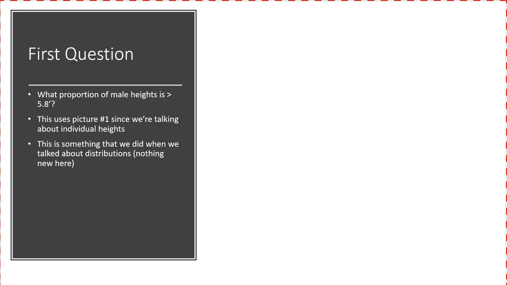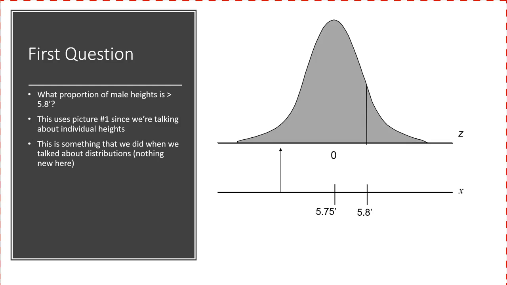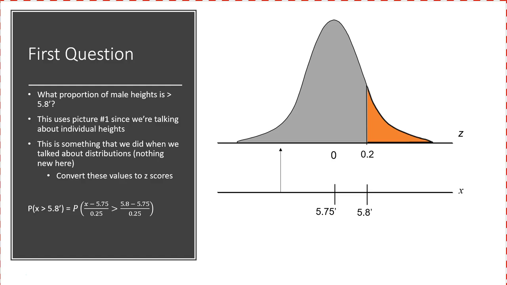Our first question is, what proportion of male heights is greater than 5.8 feet? This is picture 1, since we're talking about individual heights, and it's the same type of problem that we've done before with normal distributions. We take our values from the x-axis and use the formula for z to standardize the x values to fit them on the z-axis, using x minus x bar divided by the standard deviation. This last expression is asking, what is the probability that my x value is greater than 5.8 feet? When I complete this calculation, it turns into finding the probability that z is greater than 0.2.